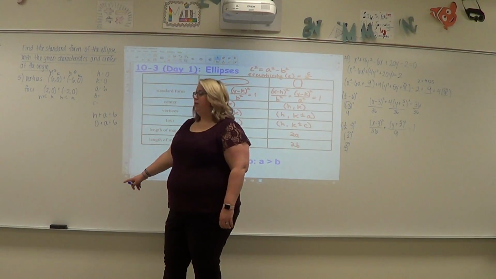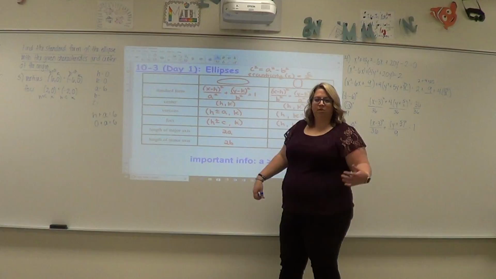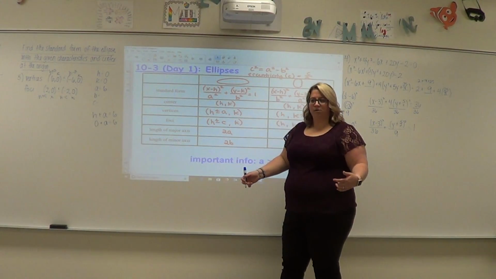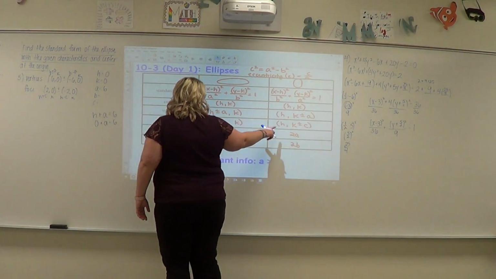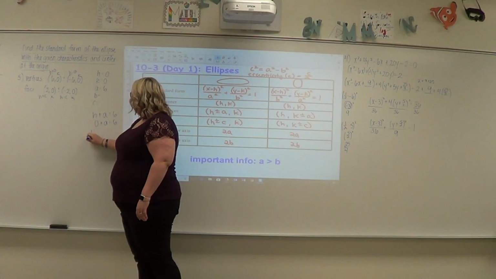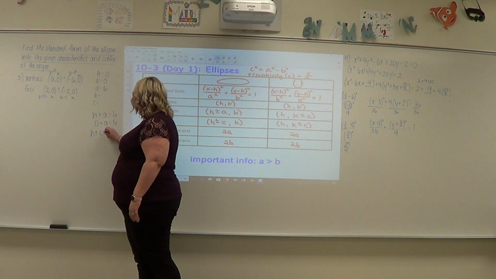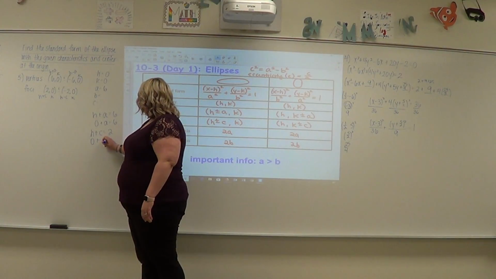squared in the formulas, so it doesn't really matter because the positive squared is a positive and the negative squared is a positive, right? Then with my foci, the formula is H plus C. So I know that H plus C equals 2. And I know H is 0, so 0 plus C is 2. So what's C? 2.